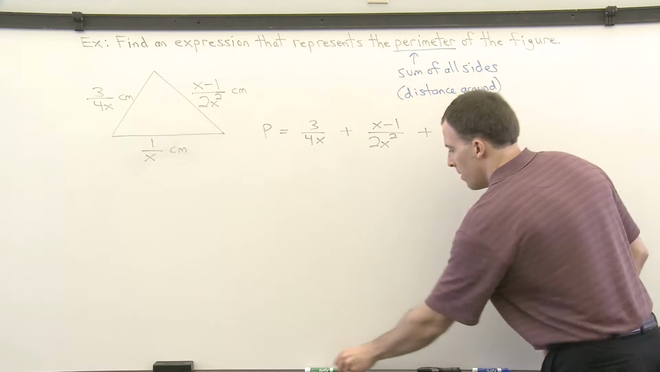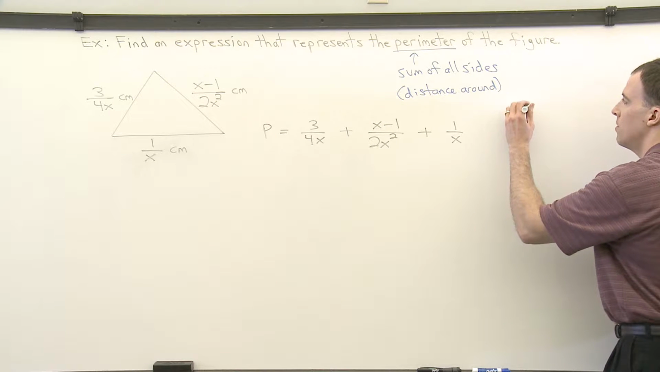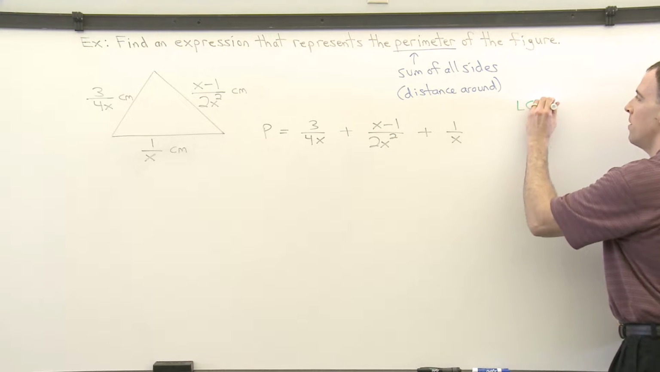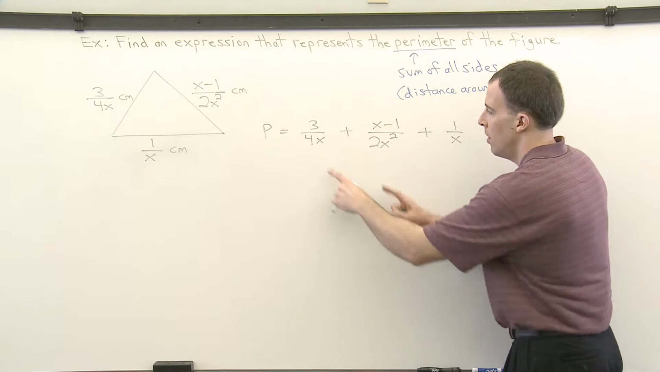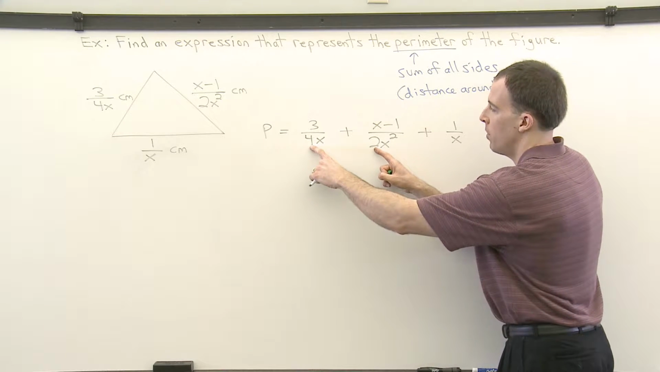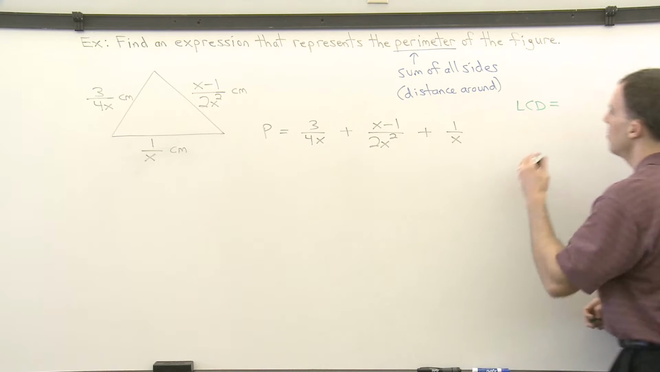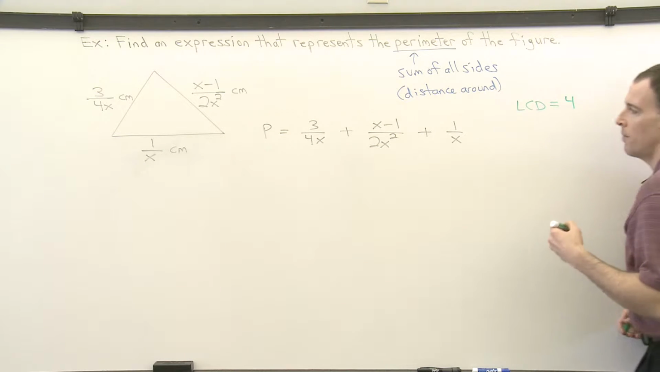I'm going to write down the common denominator on the side to know what we're shooting for here. The least common denominator is always the least common multiple of the denominators that are involved. Between a 4 and a 2, the least common multiple of those two numbers is a 4. So we need a 4 for the least common denominator.